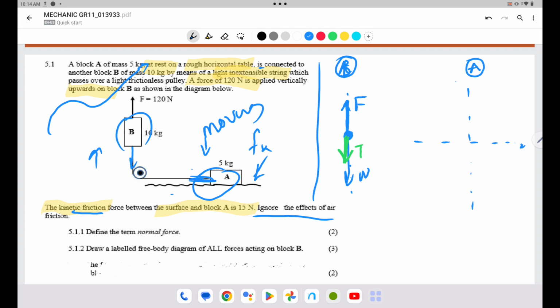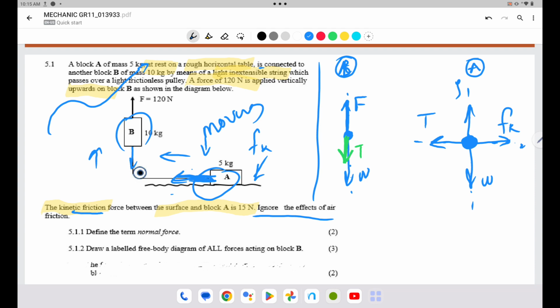Now for block A, it's on a surface, so parallel to the surface, x-axis. Perpendicular to the surface, you have y-axis. Where they meet, you put the object. Start with the force which is always there and always vertically downwards, which is the weight. What else do we have? We have the normal pointing away from the surface, perpendicular to it. What else do we have? We have the tension along the string away from the object. That is the tension. I have assumed the direction of motion of A to be left, so it means that kinetic friction will be opposite to the direction of motion.